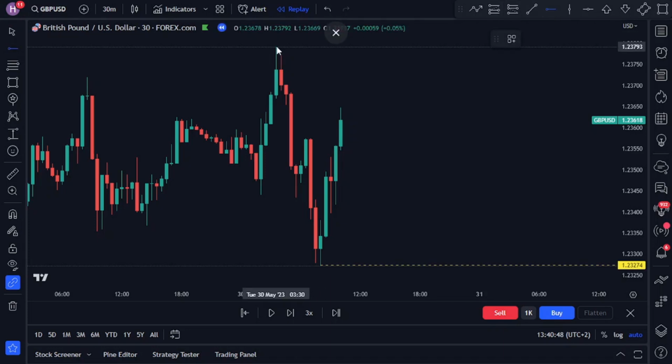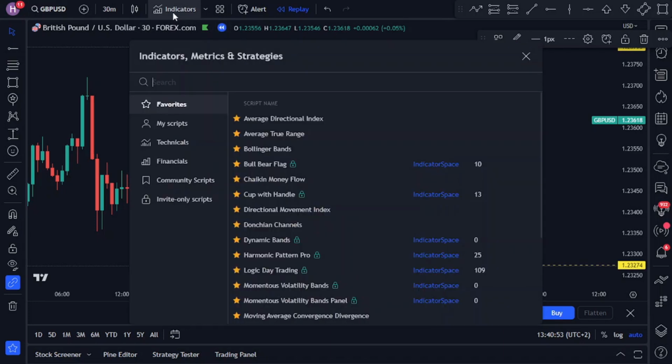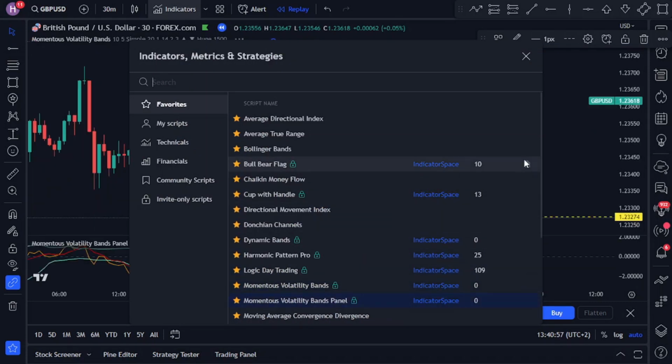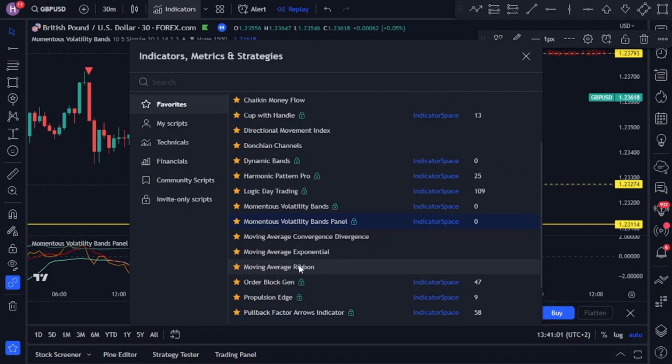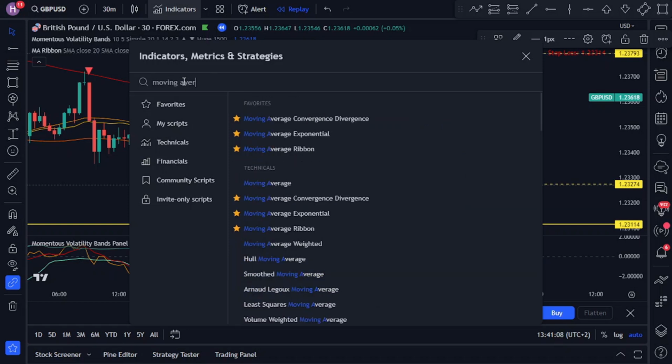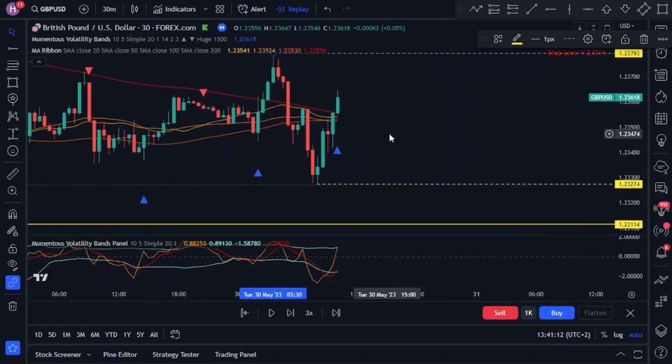frame. Firstly, we need to add our Momentous Volatility Bands and panel to our charts. Additionally, under the Indicators tab, we are also going to add the following, which is a moving average ribbon. To add it, simply search for moving average and add the following ribbon indicator to help with your analysis.